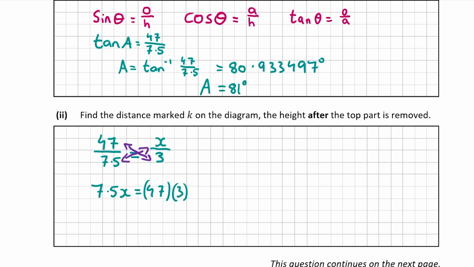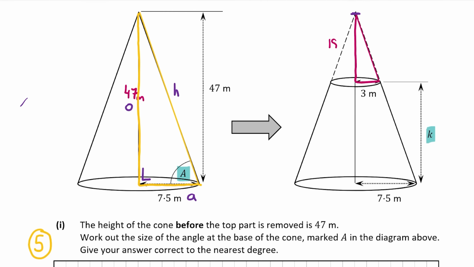And 47 by 3 is 141. So now to get rid of the 7.5, I don't want 7.5x, I just want x. I'm going to divide both sides by 7.5. So 7.5x divided by 7.5 leaves me with x, and 141 divided by 7.5 leaves me with 18.8. So therefore the height of my smaller pink triangle is 18.8 meters.